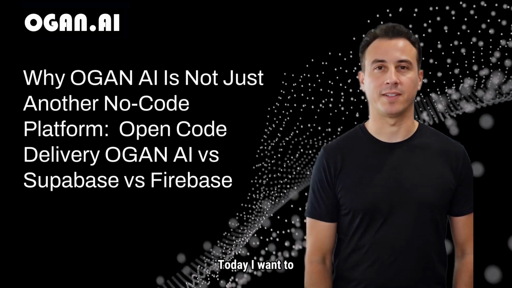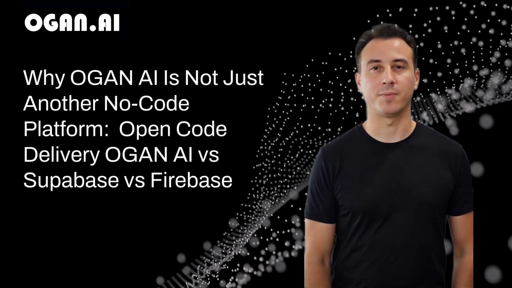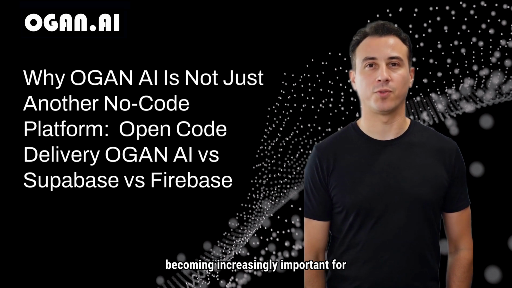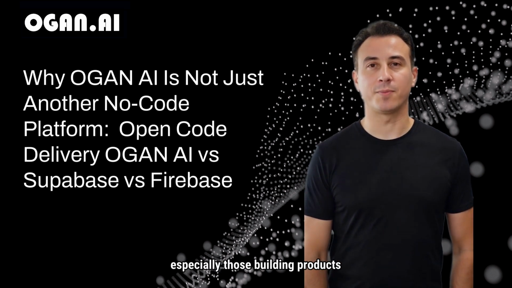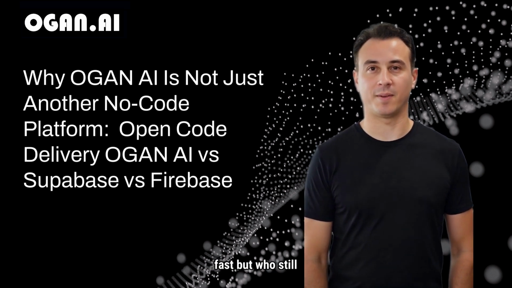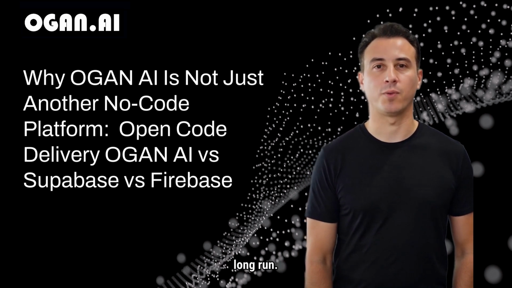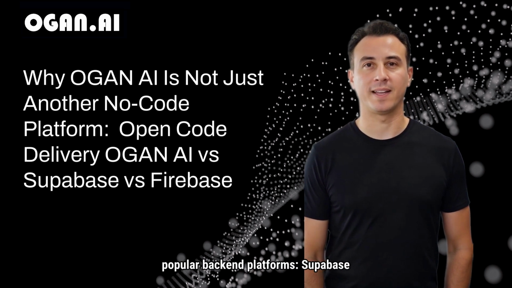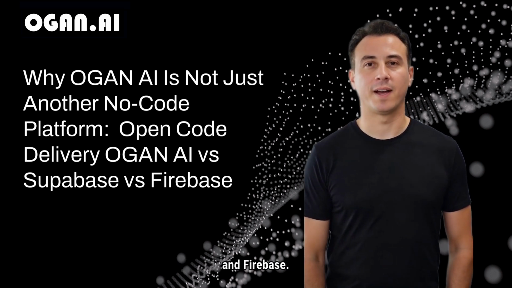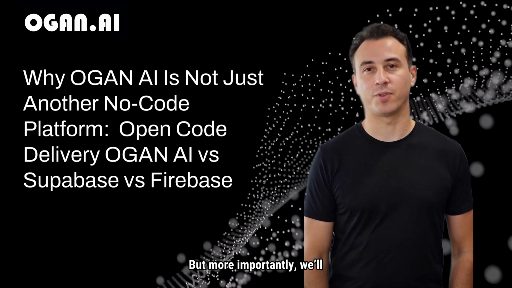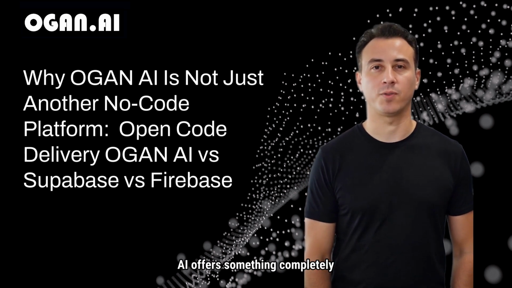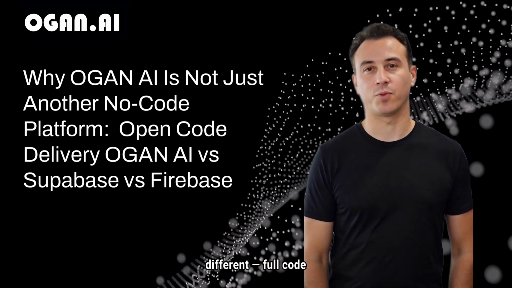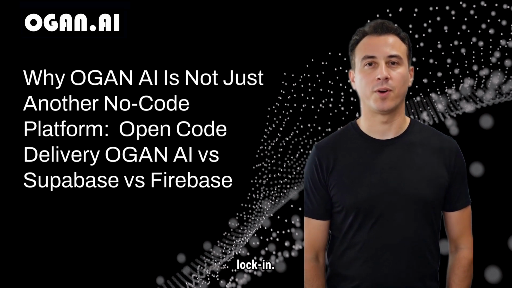Hi everyone. Today I want to talk about something that's becoming increasingly important for developers and startups, especially those building products fast but who still want control in the long run. We're going to compare OGAN AI with two popular backend platforms, Supabase and Firebase. But more importantly, we'll talk about how OGAN AI offers something completely different, full code ownership with no vendor lock-in.